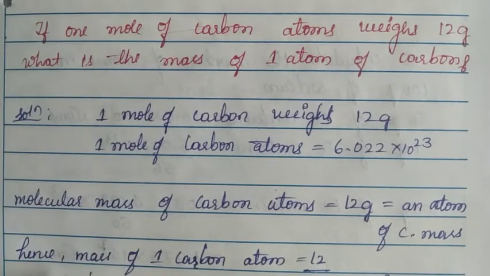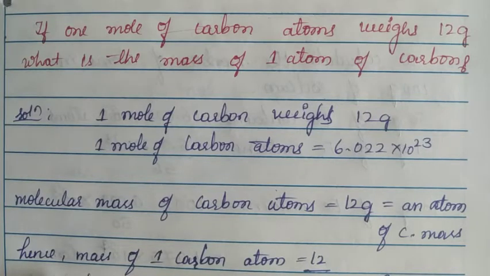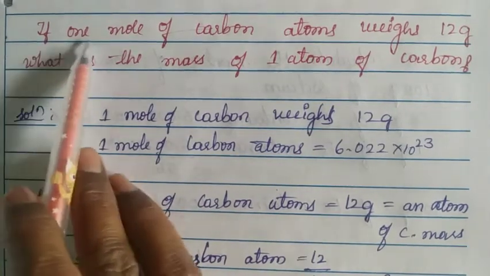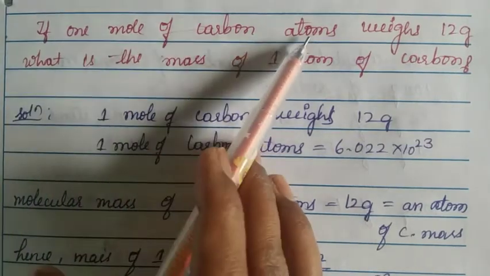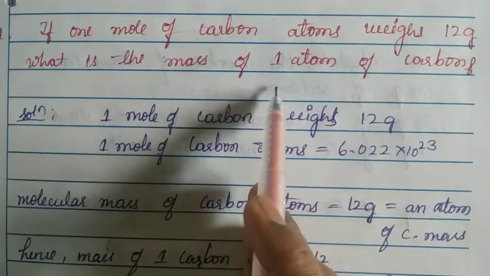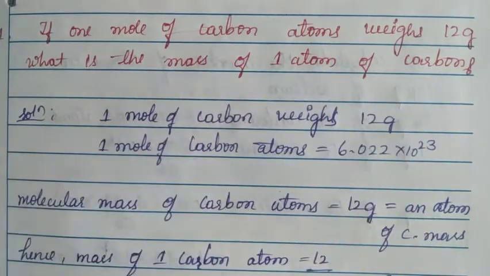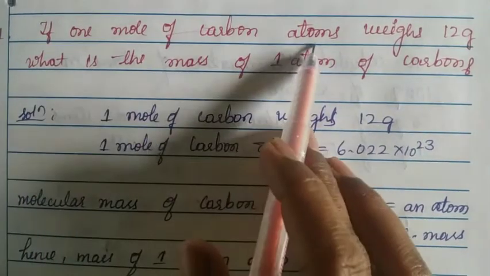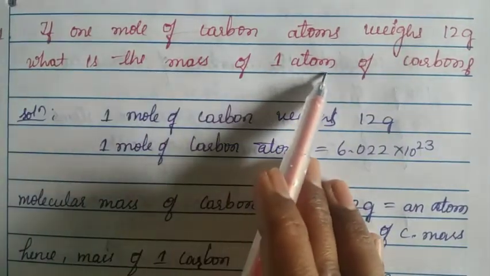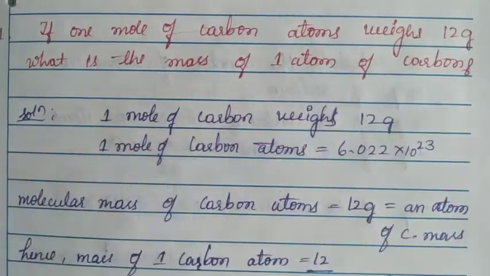Okay children, now come to in-text question. These questions are related to mole concept. Now let's see what he is asking here. If 1 mole of carbon atoms weighs 12 gram, what is the mass of 1 atom of carbon? 1 mole of carbon atoms weighs 12 gram. What is the mass of 1 atom of carbon?